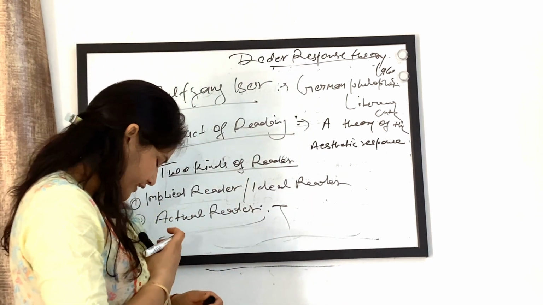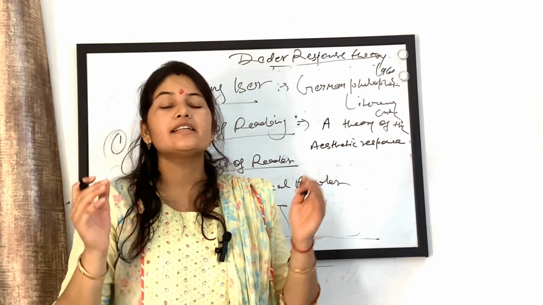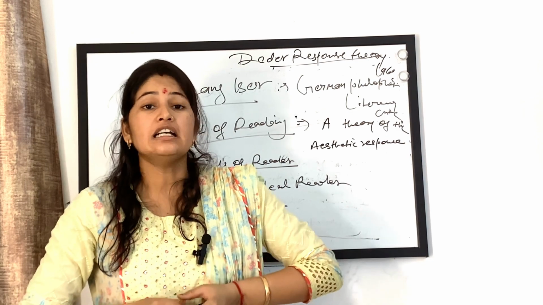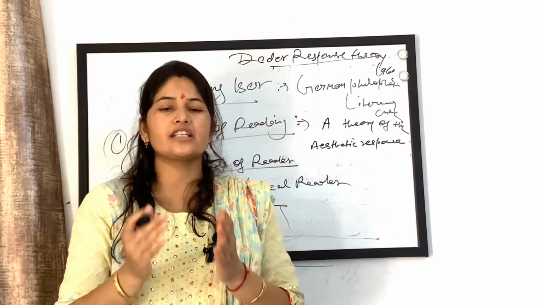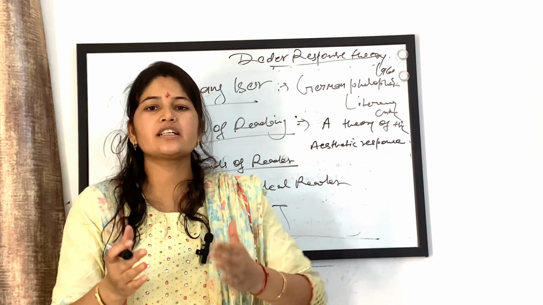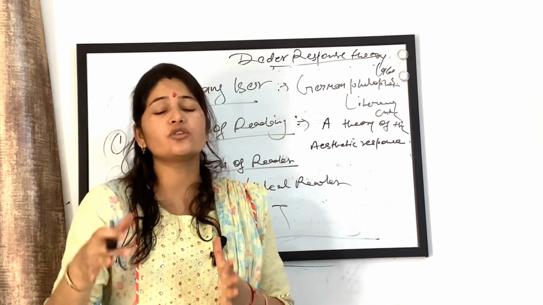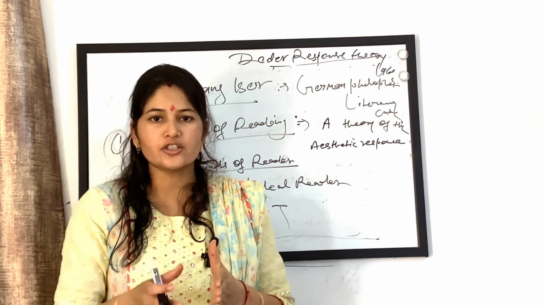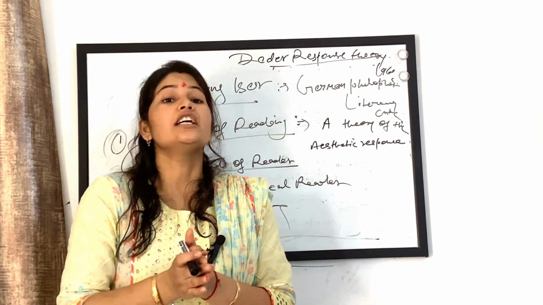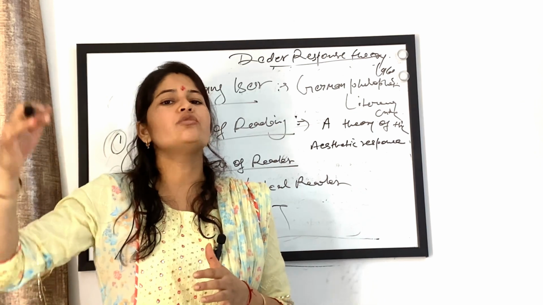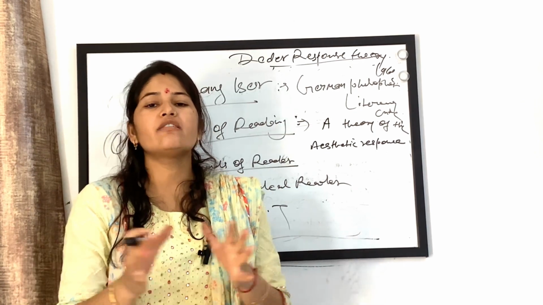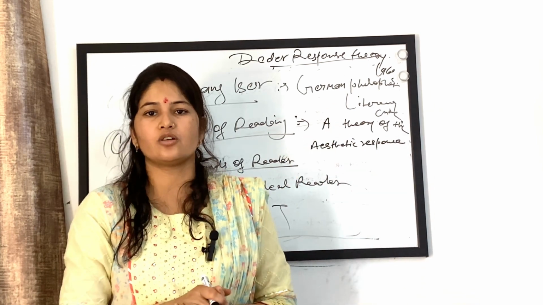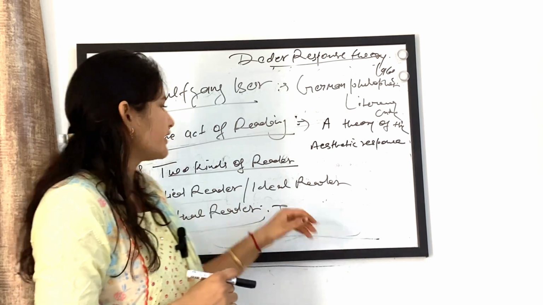The implied reader is the reader who is in the mind of the author when the author is writing a particular text. The author thinks about what meaning the reader will draw from his text. Whatever meaning is in the author's intention, the reader who reads the text is supposed to draw the same meaning. So whoever reads the text will draw the meaning according to the author's intention.